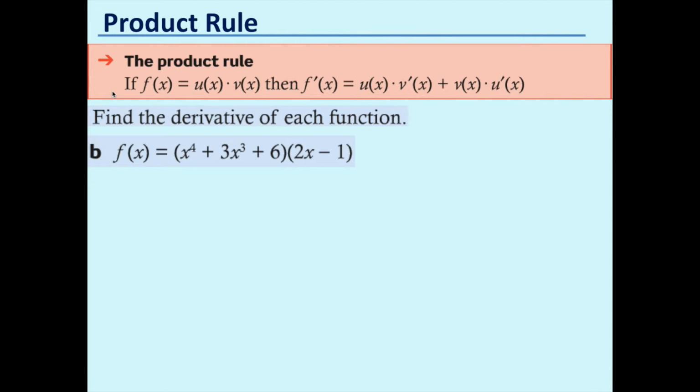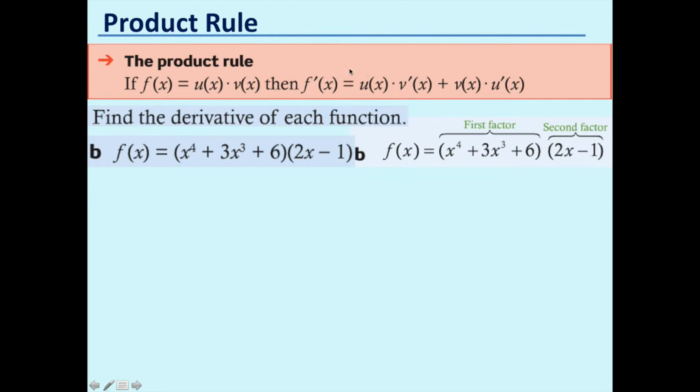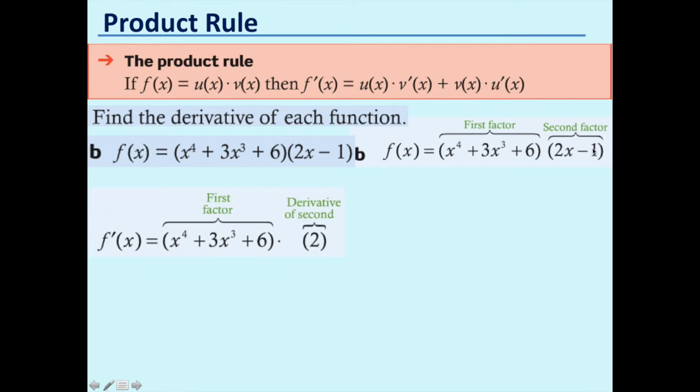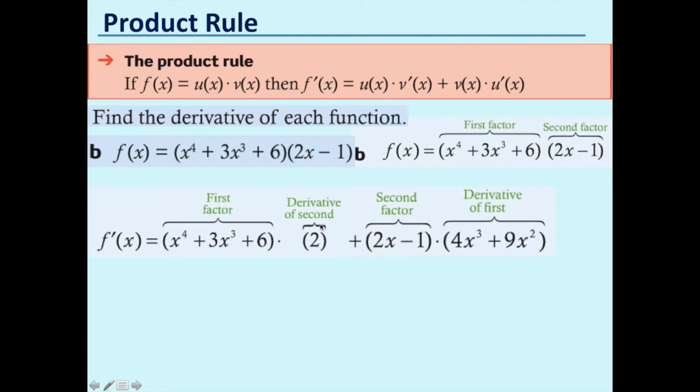So let's have a look at part B then. This was our function. So if we're multiplying two factors together, we're going to apply the product rule. Here's our first factor and our second factor. So the derivative of our function is going to be the first factor, u of x, multiplied by the derivative of our second factor, which here is going to be 2, plus our second factor, v of x, multiplied by the derivative of our first factor, which is going to be 4x cubed plus 9x squared, and if we differentiate the 6, that's just going to disappear.